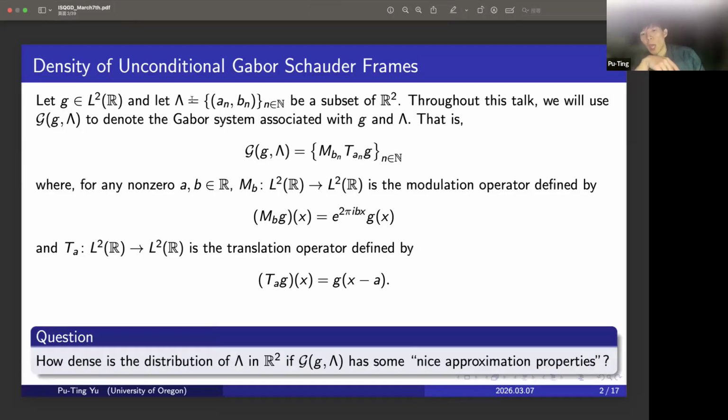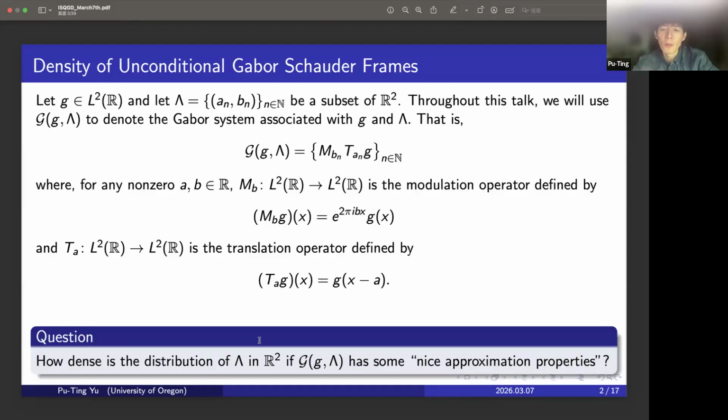Assume that you have a Gabor system which has some nice approximation property. Is it possible to say something about the density of the set of time-frequency shifts associated with this Gabor system? This is a very broad question, in the sense that first you can define whatever property you like as a nice approximation property, and also you can use other density criteria to estimate how dense the distribution of this set Λ is in R². So I'll get to what I mean by nice approximation properties, and how I estimate the density of a countable subset in R².